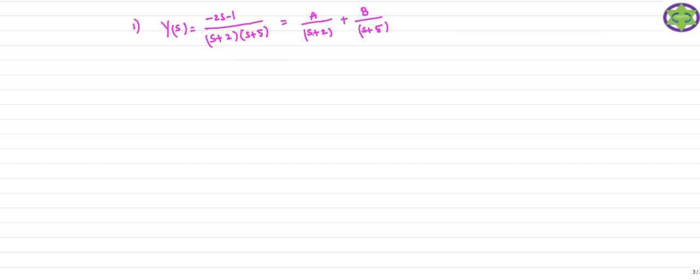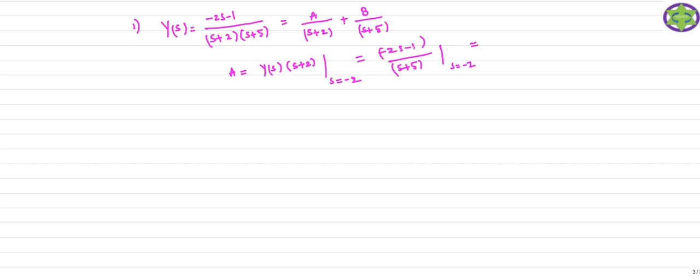To find A, what is your A? Your A is nothing but Y of s into s plus 2, evaluated at s equal to minus 2. That is your A. So your A is nothing but minus 2s minus 1 divided by s plus 5, which is evaluated at s equal to minus 2.